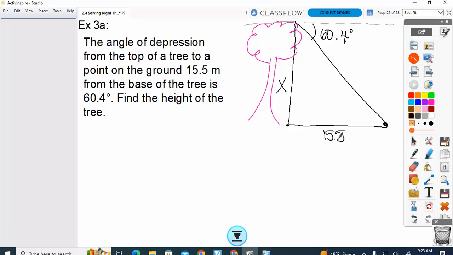Okay, first thing, if we're going to use any trig functions, what kind of triangle do we have to have? A right triangle. Is this a right triangle? Yeah, it should be. If we're talking about a vertical and a horizontal, that would make a right angle right here. Okay, do I know any angles inside my triangle? The 60.4 is outside my triangle because it's from the horizontal going down. That would be from the other side.